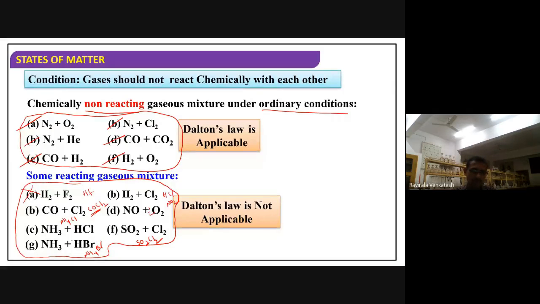When you observe here, this one is a base and this one is an acid. When you have an acid and a base, definitely they will react. In a reaction mixture of gas molecules, if one is a base and the other an acid, definitely they will react. They undergo a neutralization reaction. Understood? This type of question you may get. Now let me move to the next slide.